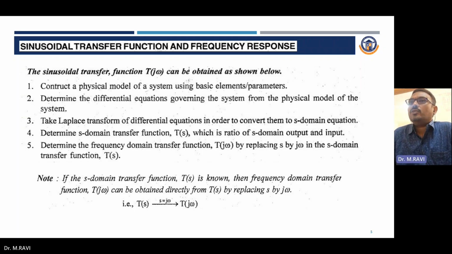Note, if the S-domain transfer function T of S is known, then the frequency domain transfer function T of j omega can be obtained directly from T of S by replacing S by j omega. That is, T of S with S tending to j omega is equal to T of j omega.